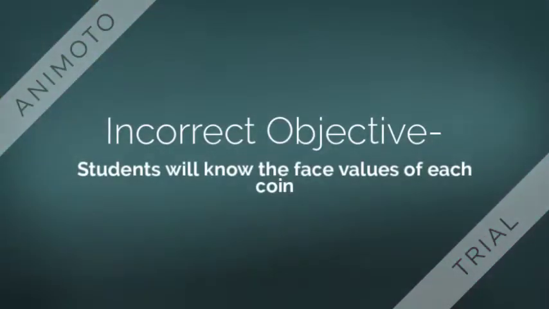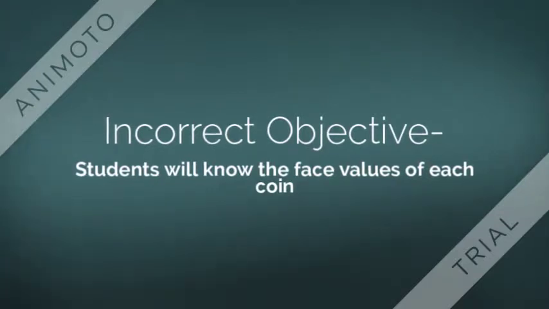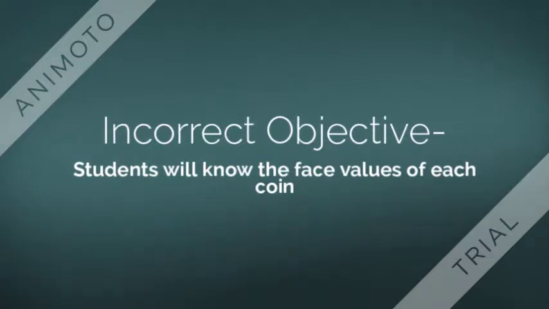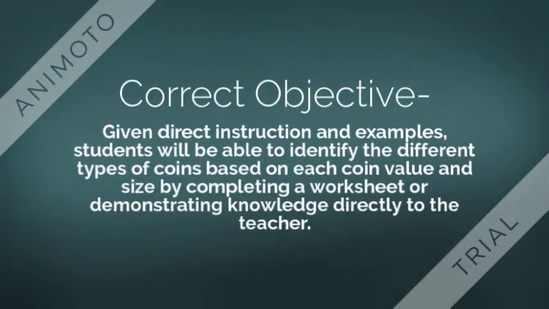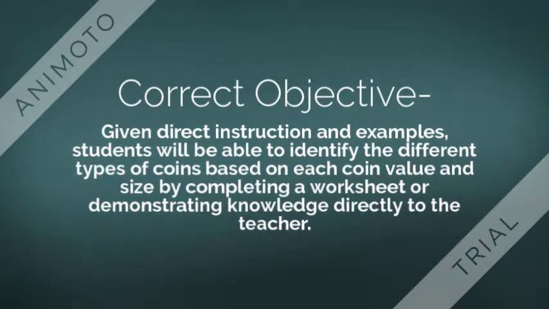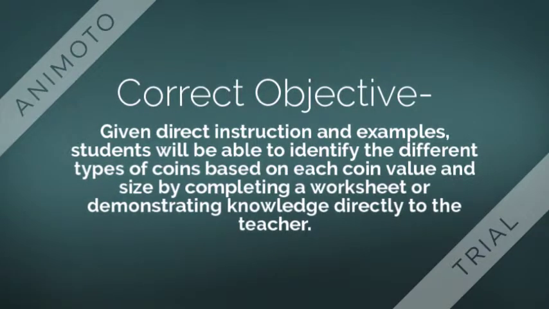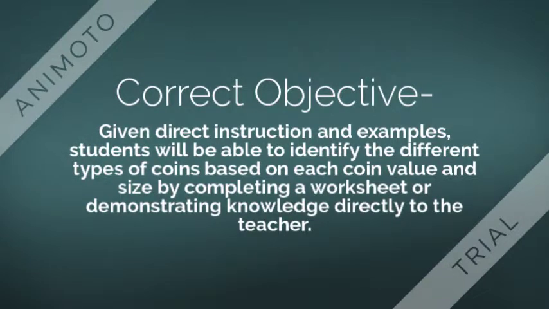Looking at this objective, it is written incorrectly. Students will know the face value of each coin. Why is it written incorrectly? There is not enough detail to it. Looking at this objective, it is written correctly. Given direct instruction and examples, students will be able to identify the different types of coins based on each coin value and size by completing a worksheet or demonstrating knowledge directly to the teacher.